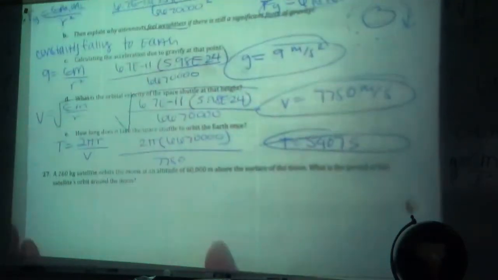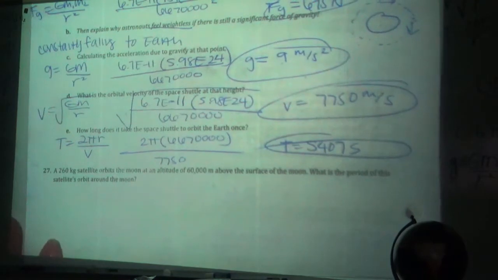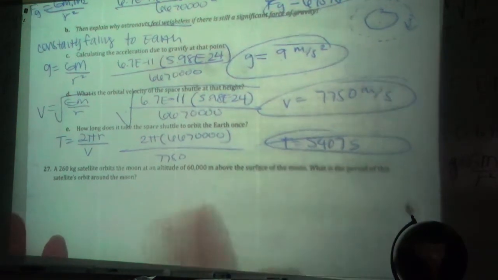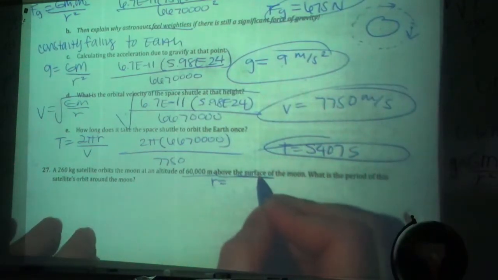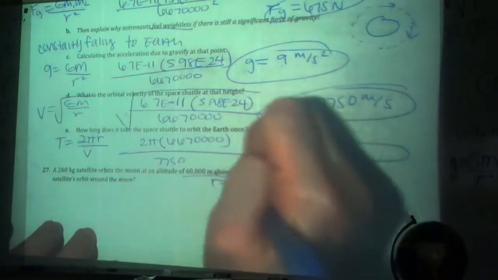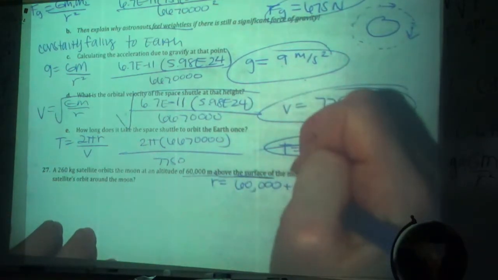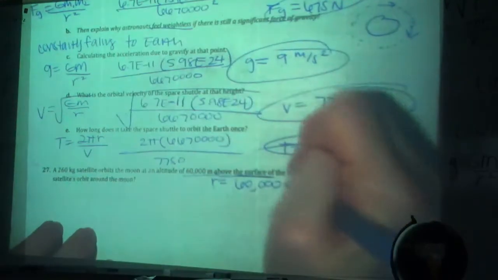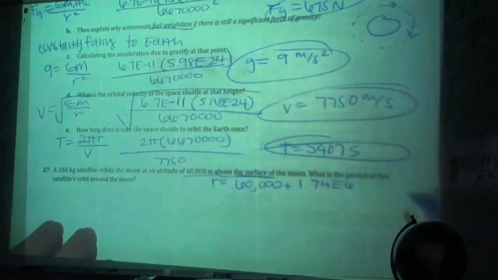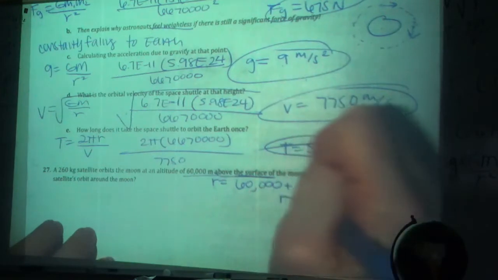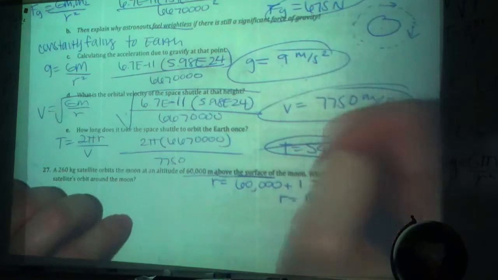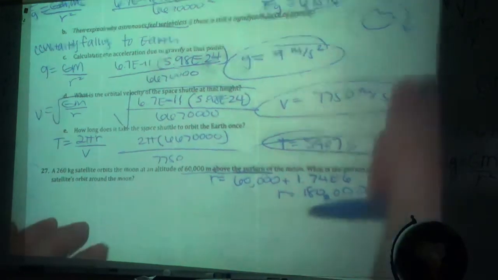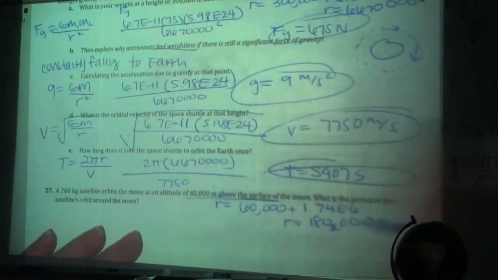27, a 260 kilogram satellite orbits the moon at this altitude above the surface. What is the period of the satellite's orbit around the moon? So this is not my r. To find my r, because this is the distance above the surface, I would have to add to the radius of the moon, which I gave you. That gives me my radius. How many zeros is that? 5? Okay, so this gives me my radius. It would be 1,800,000.